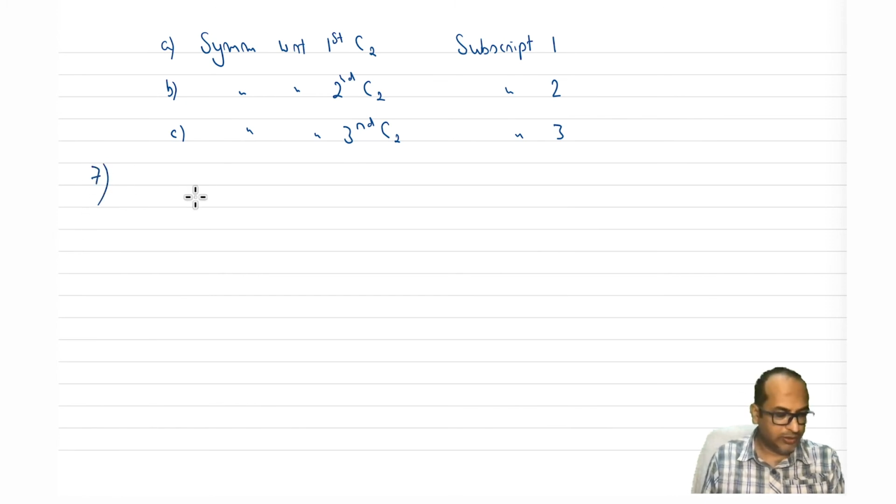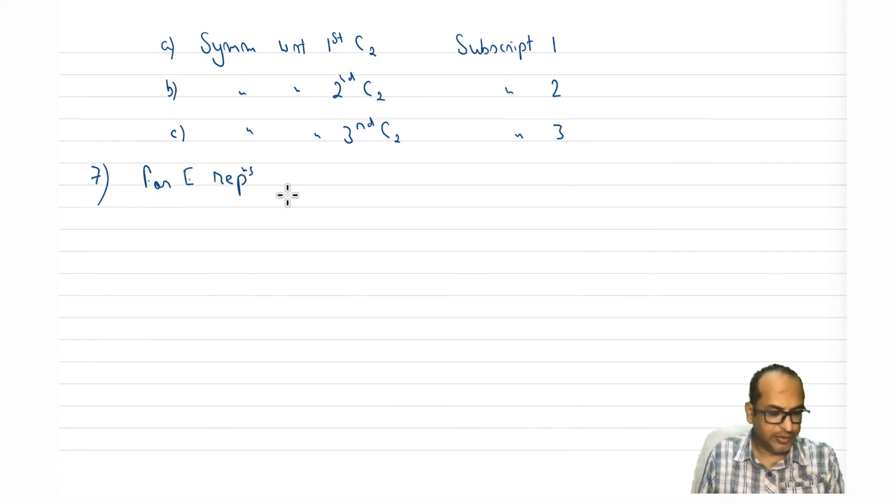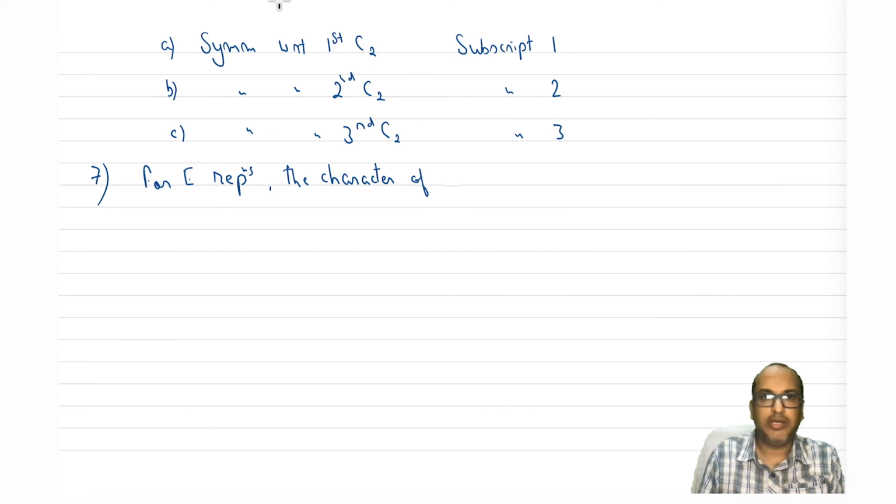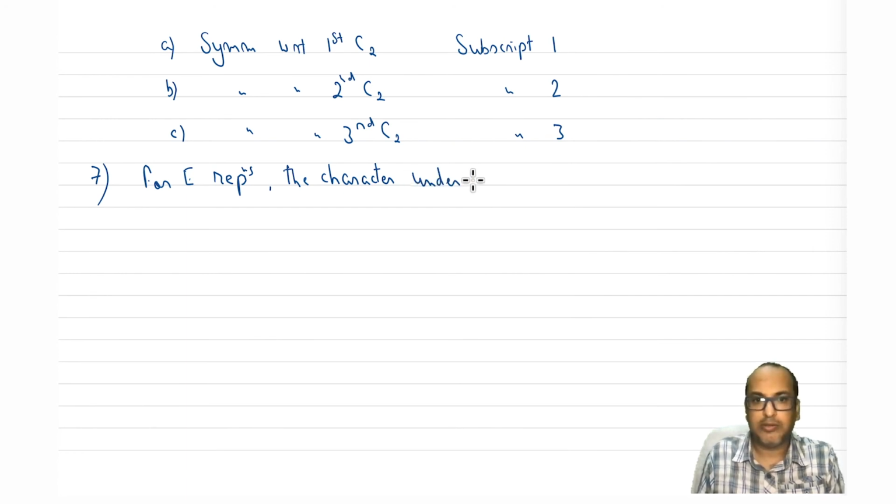Rule number 7. I think there are 2 more rules. So for E representations, the character of C, or we just write the character under the principal axis.